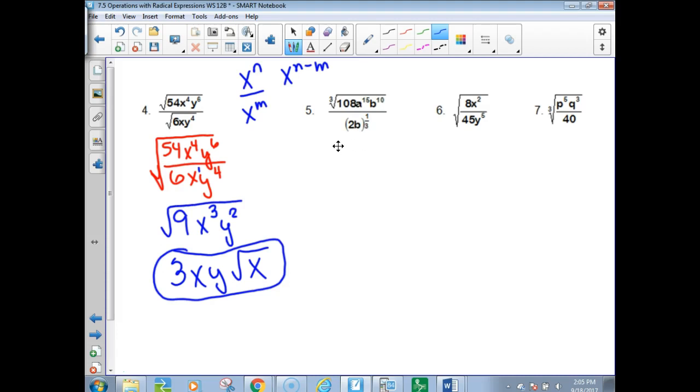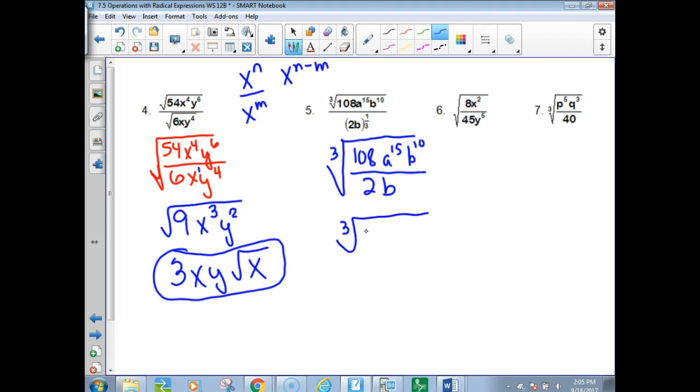Okay, with all that in mind, I'm going to rewrite this next one as a big old cube root. I'm going to have 108 on the top, a to the 15th, b to the 10th, and then on the bottom, that 1/3 power means the cube root. So it's just 2b on the bottom. Okay, 1/3, that is a cube root. So I'm going to reduce this.